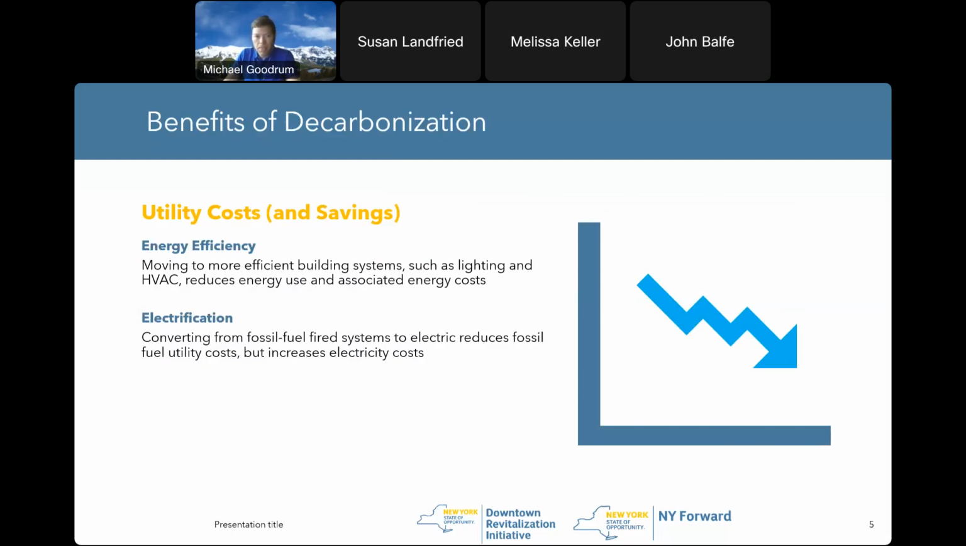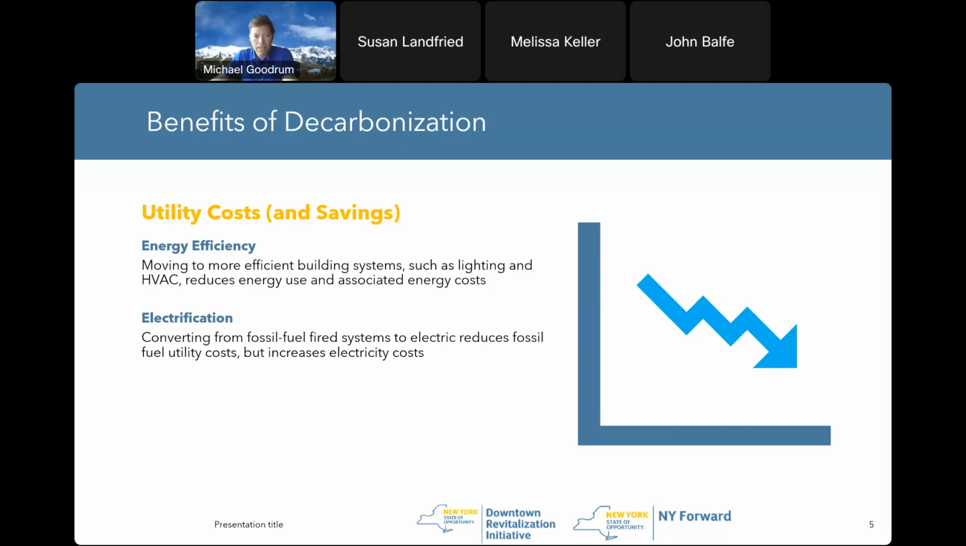Some of the benefits for decarbonization, one of the first to talk about are utility costs and savings. I've broken it out into two pieces. One is energy efficiency. And so moving to more efficient systems means that you're using less energy for the same amount of light or amount of heat or whatever, which means that from an energy cost standpoint, your cost should go down for that amount of heat or whatnot. Now, obviously, rates change, things like that, that can cause fluctuations, but you're still using less and should be paying less than you would with a less efficient system.